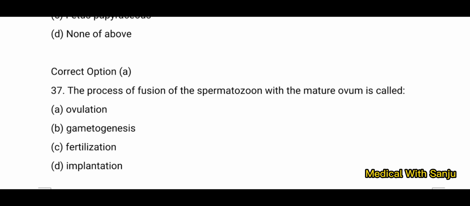Question number 37. The process of fusion of the spermatozoon with the mature ovum is called option A. Ovulation, option B. Gametogenesis, option C. Fertilization, option D. Implantation. The process of fusion of spermatozoon with the mature ovum is known as option C. Fertilization.